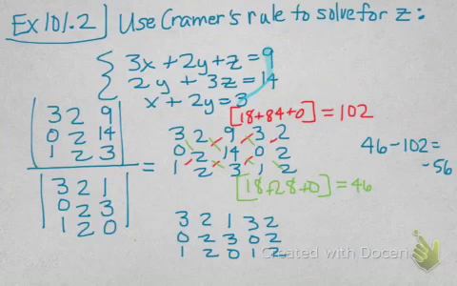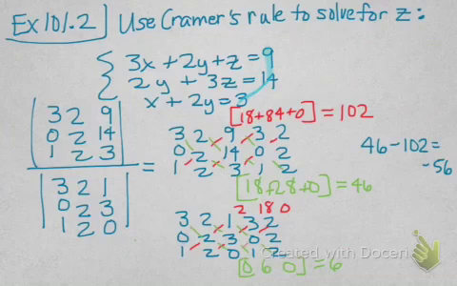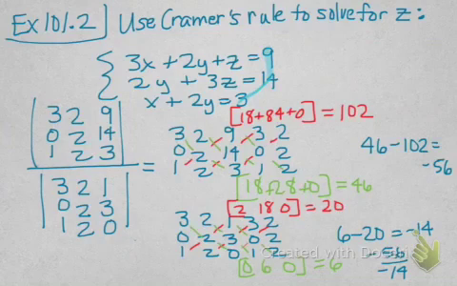Now we'll do the bottom. Again, we're doing the denominator and then repeating those first two columns, multiply upwards. So we get 2, 18, and 0. Multiply downwards, we get 0, 6, and 0. When we add, we get 6 and 20. 6 minus 20 is negative 14. So we have negative 56 over negative 14, which equals a positive 4. So in this case, z is equal to 4.